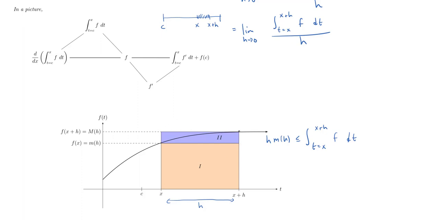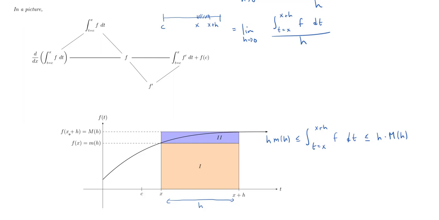Well, I take the largest possible value for f, and then I can multiply it again by the width, giving me a rectangle which will be slightly bigger than the area under this curve. So I know this is going to be less than or equal to h, which is the width, times capital M of h, the largest value of f on the interval.